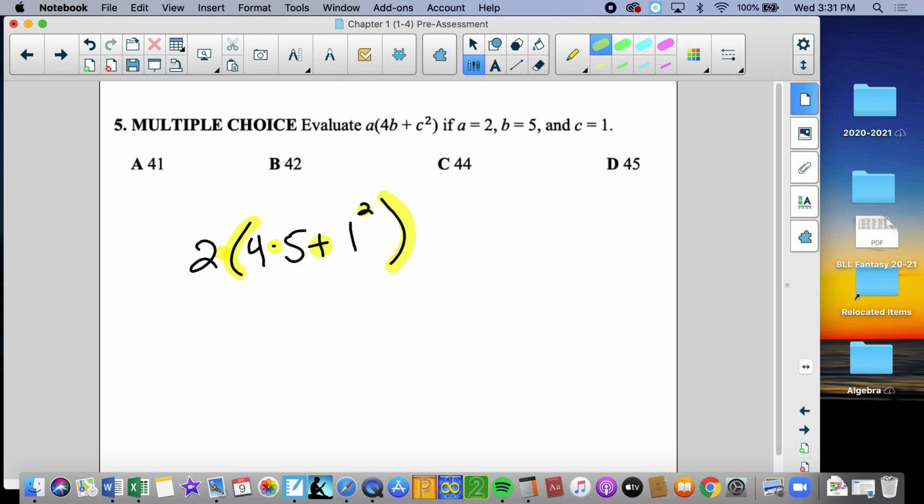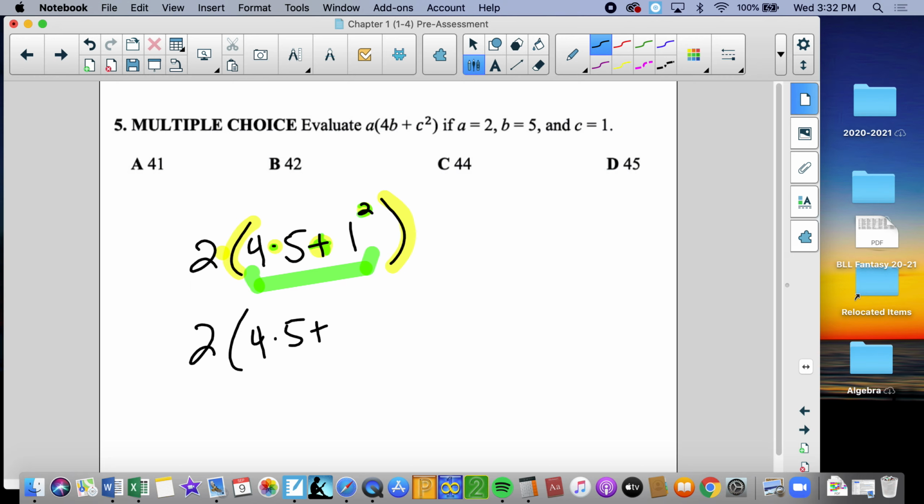So we're going to do what's inside the grouping symbol first. So of those operations, the multiplication, the addition, and the exponent, what do you do first? You're going to do the exponent first. So we're going to simplify inside these parentheses first.